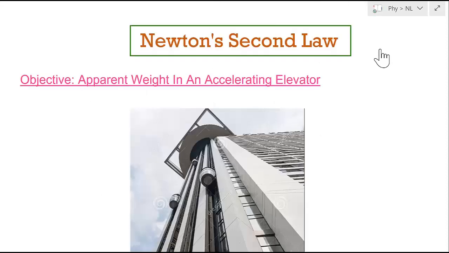Hello friends. In this video, we will continue our examples on Newton's second law, and we will see how to calculate apparent weight in case of an accelerating elevator. So what is apparent weight? Apparent weight is the weight that you feel when you are inside an elevator.